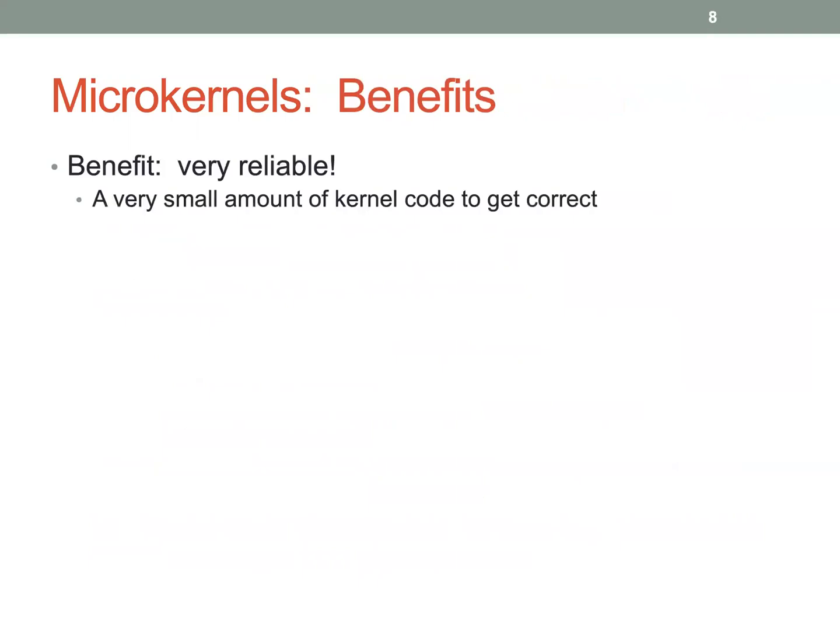Okay, the benefits are a number, and they're huge benefits. So this is why, even though you may be looking at this abstraction and saying, that looks like it's going to be slow, and you'd be right, the benefits are huge. One of them is that it's very reliable, because you have a small amount of code that actually runs in kernel mode that you have to get correct. And it's pretty easy to get that correct.